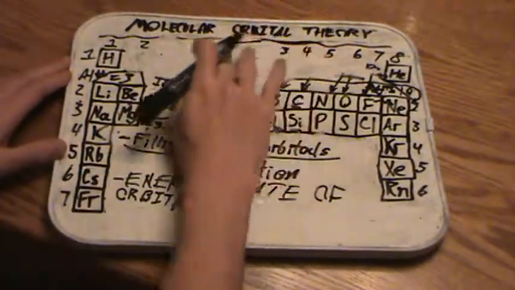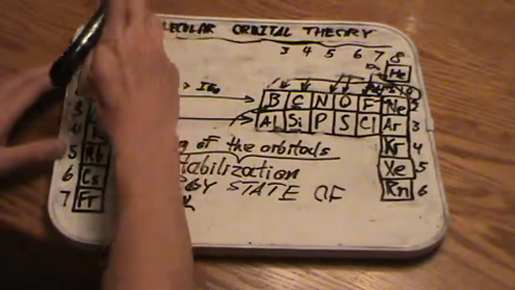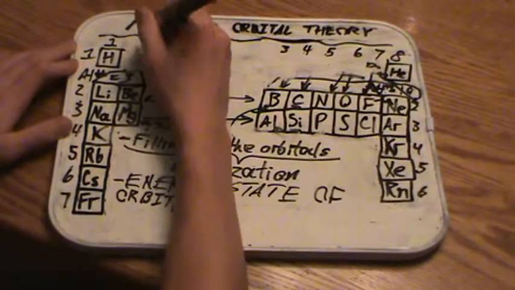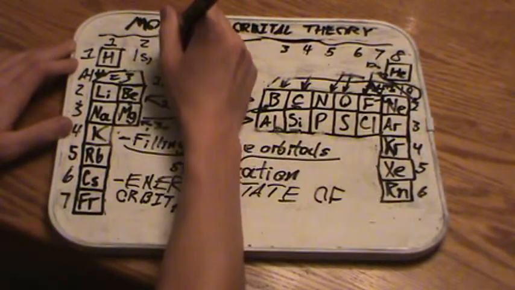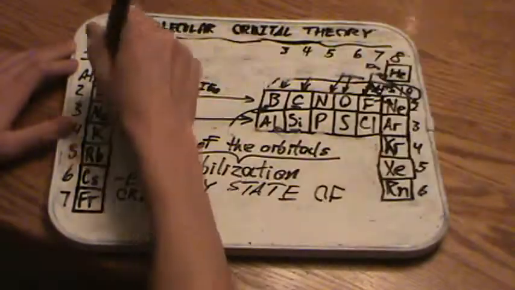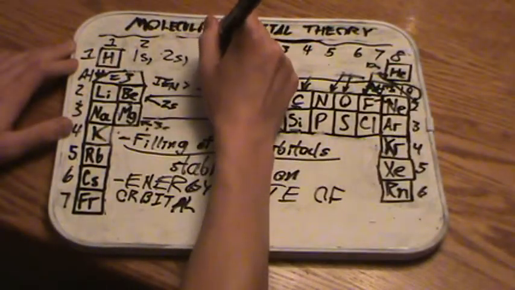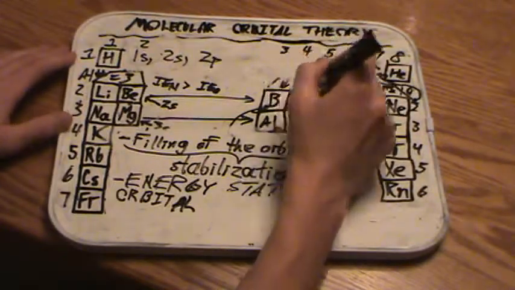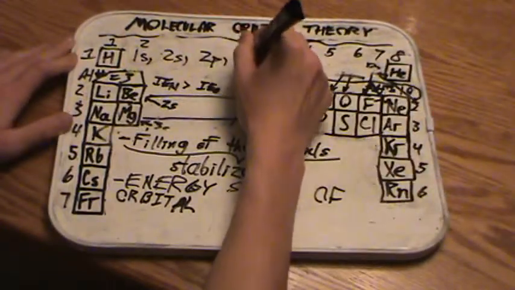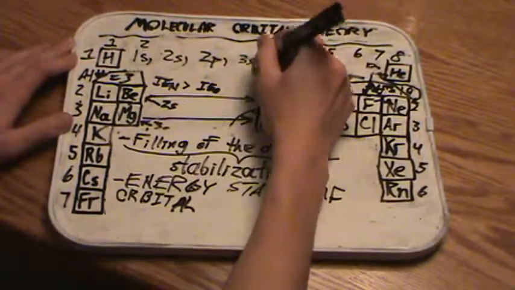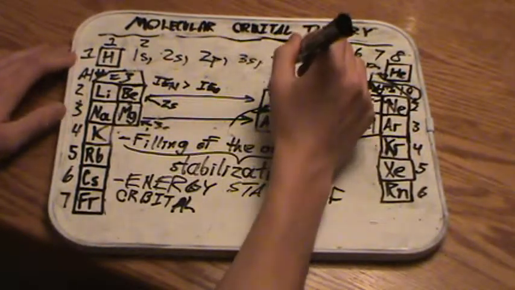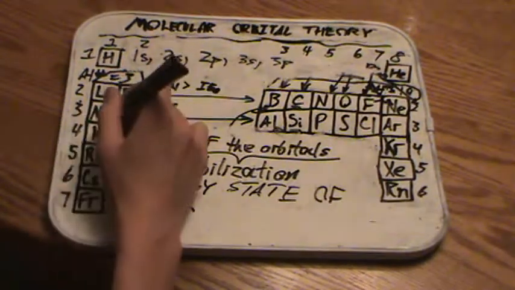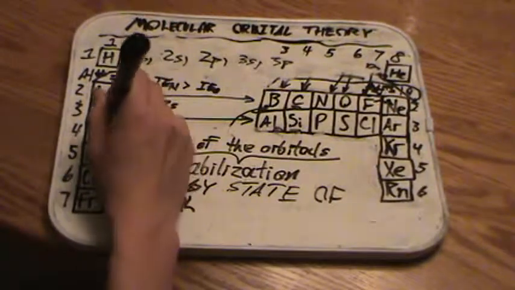Okay, so now, if you were to list these orbitals in order of energy, we would say 1s, 2s, 2p, because we know that the first energy level does not have a p sublevel, and then 3s, and then 3p. And so this is exactly the sequence in which the electrons begin to fill these orbitals.